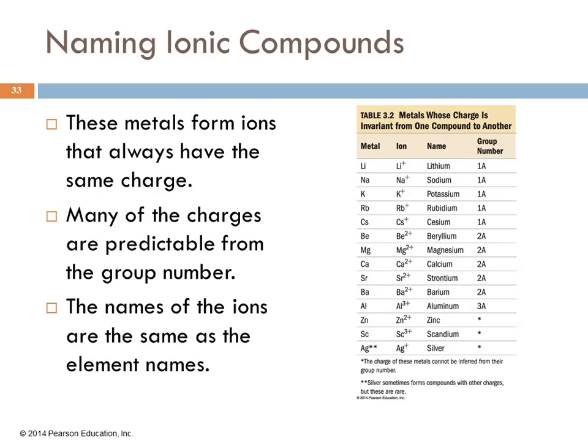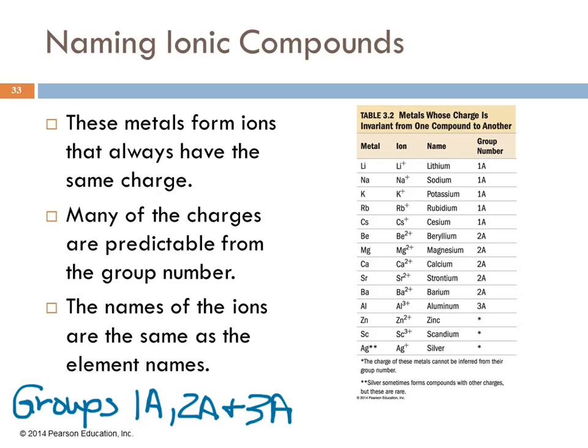I prefer to think of just naming the ions based on the sorts of things that they do. These elements form ions that always have the same charge. And most of these are groups 1A, 2A, and 3A. So these guys, and I'll be repeating this over and over again, groups 1A, 2A, and 3A. They form ions that are predictable based on the group number.